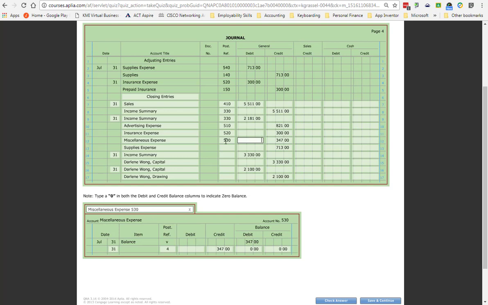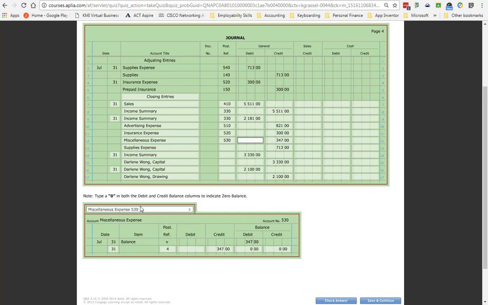So I went across with the date of the 31st, post reference of 4. I credited miscellaneous expense $347 and put a 0 in both my debit and credit column. And then for miscellaneous expense, I put the account number 530 back up on my journal.